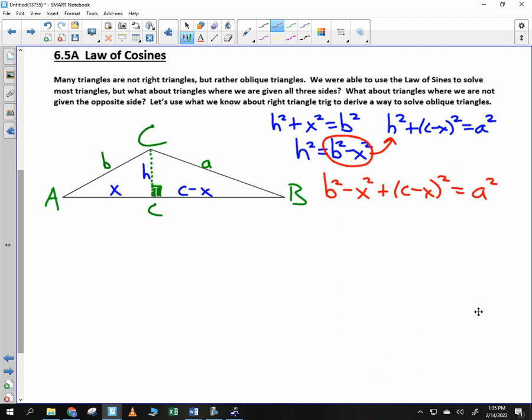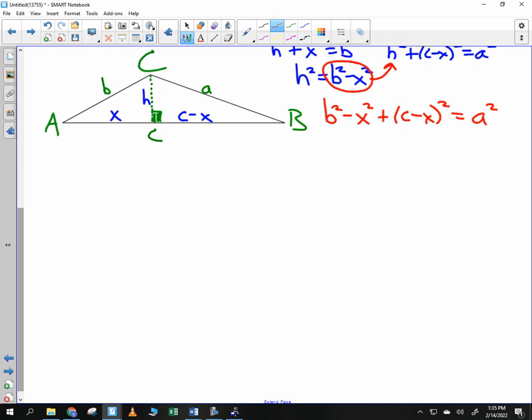What do I still have that I need to get rid of? X's. Let's see what happens here if we can maybe get rid of some of the X's. B squared minus X squared. What happens if I square that out? What are you going to get? C squared minus X plus X. If you multiply this out, don't we have to FOIL that? Are we going to get a minus 2CX in the middle? Then plus X squared?